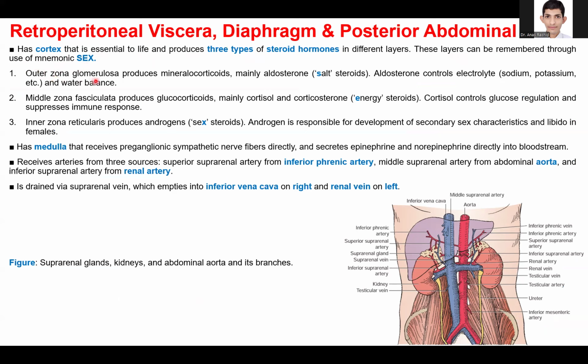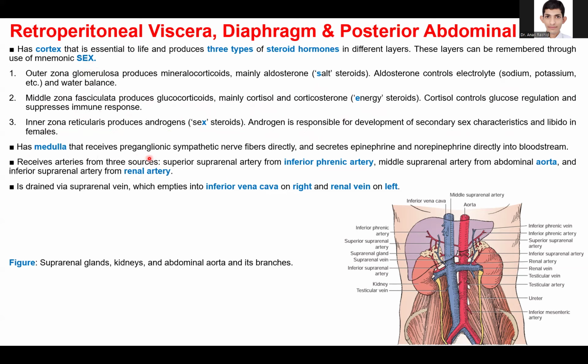Outer zona glomerulosa produces mineralocorticoids, mainly aldosterone, salt steroids. Aldosterone controls electrolyte, sodium, potassium, and water balance. Middle zona fasciculata produces glucocorticoids, mainly cortisol and corticosterone. Energy steroids, cortisol controls glucose regulation and suppresses immune response. Inner zona reticularis produces androgen sex steroids. Androgen is responsible for development of secondary sex characteristics and libido in female. So S for salt, E for energy, and X for sex steroids.